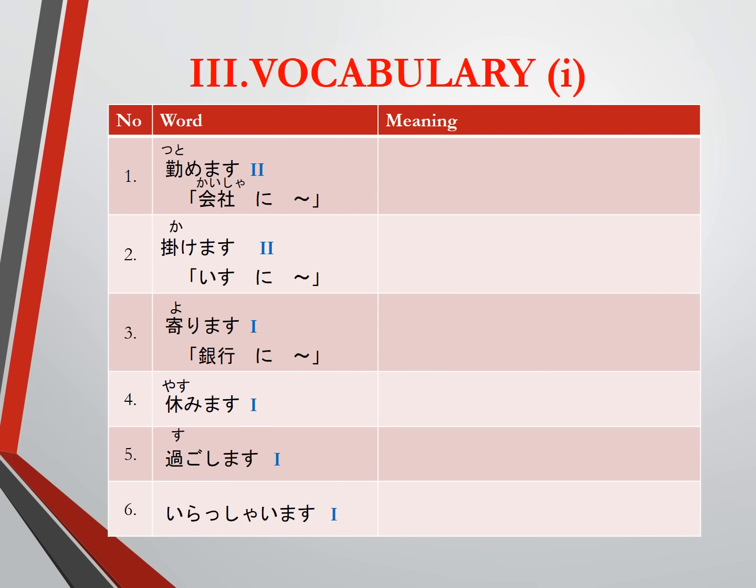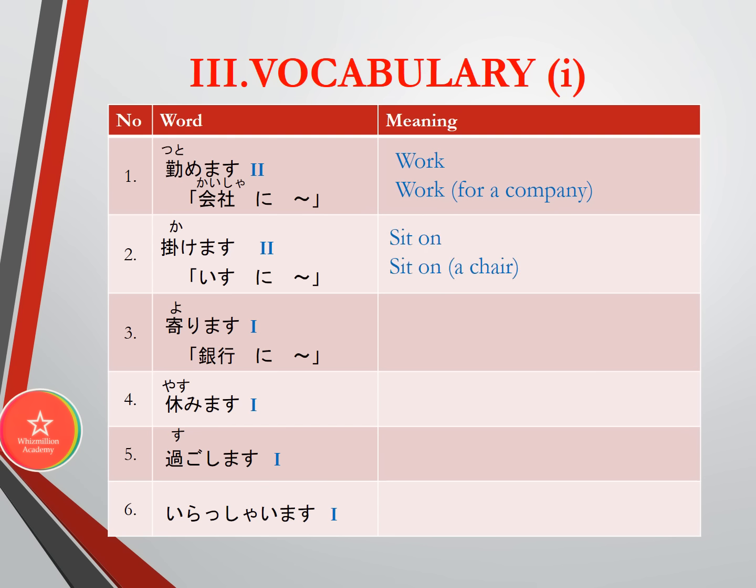We've come to the vocabulary section for lesson 49. Tsutomemasu is a group 2 verb. It means to work for a company. Kaisha ni tsutomemasu. Kakemasu, sit on a chair. Isu ni kakemasu. Yorimasu, drop in. Ginko ni yorimasu, drop into a bank.